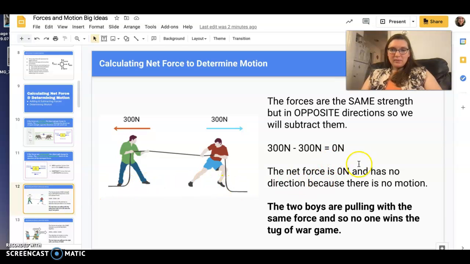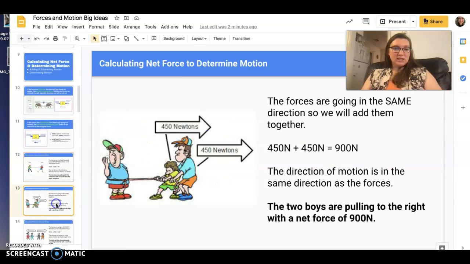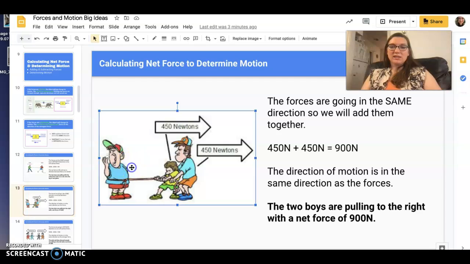So, yeah, in this case, the net force is 0 because they're pulling with the same amount of force in opposite directions. But in this case, you would add those forces together because these guys are adding their forces together to pull on this guy.